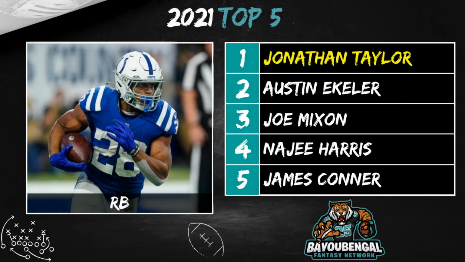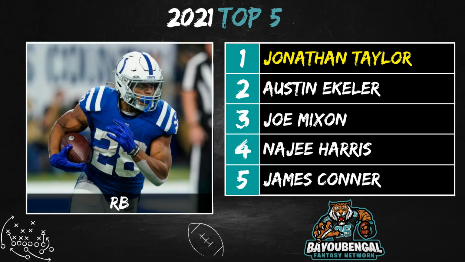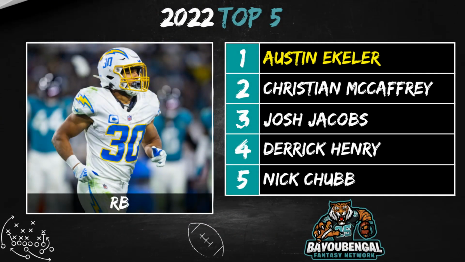Coming in at 2021, we have yet another new #1 running back here, Jonathan Taylor, followed by Austin Ekeler, Joe Mixon, Najee Harris, and James Conner. Something you might want to point out here, not one player in the top 5 in 2021 was in the top 5 in 2020. Moving right along to 2022, we're talking about Austin Ekeler, who was the #2 last year, moving up to the #1. He is the only running back that was on there last year that's in this one. #2, Christian McCaffrey. #3, Josh Jacobs. #4, Derrick Henry, and Nick Chubb.